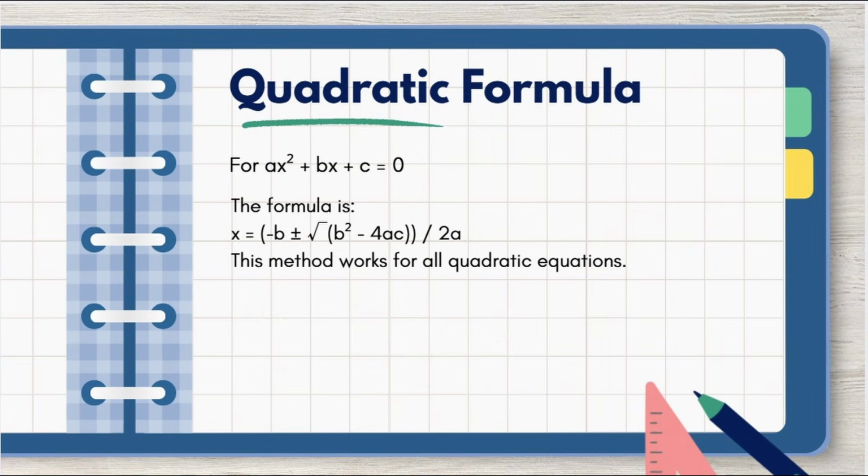Method 2: The quadratic formula. For the equation ax squared plus bx plus c equals 0, you can always use the quadratic formula, x equals negative b, plus or minus the square root of b squared minus 4ac, all divided by 2a. This method works for all quadratic equations.